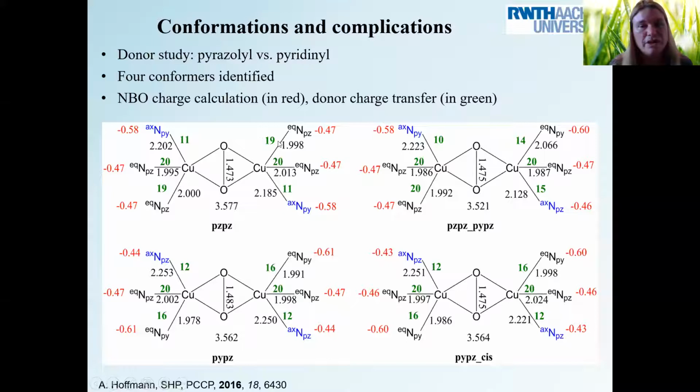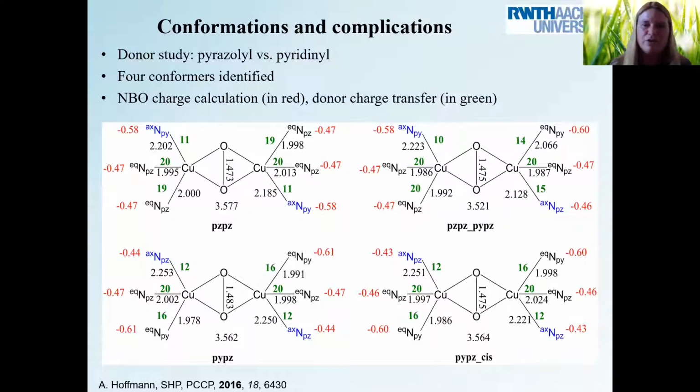So in green, we are showing here the numbers of the charge transfer from the coordinating nitrogen towards the copper. And so you get here, for example, 19, 20, and 11, which means that the axially binding pyridine is a weaker donor towards the copper than the pyrazolyl. So this was the first hint. But to be true, the pyridine also has the longer bond length. So you are a little bit comparing apples with bananas.